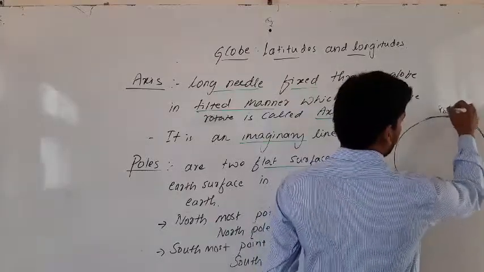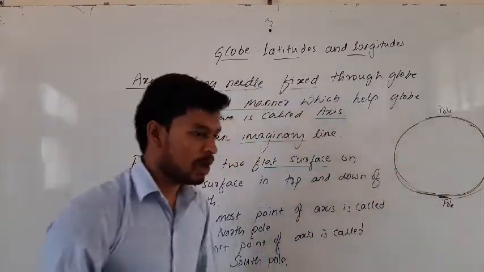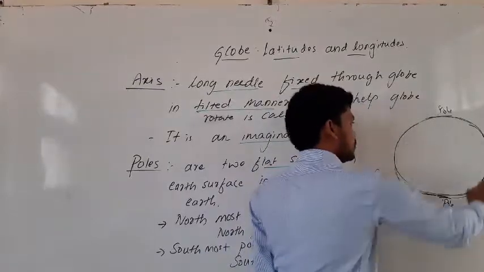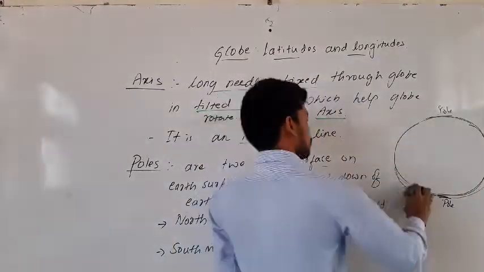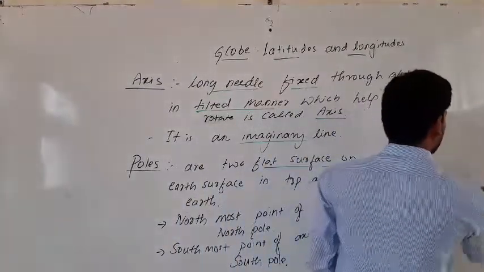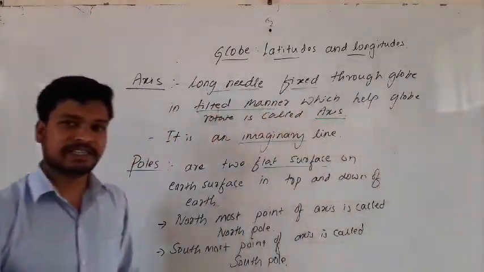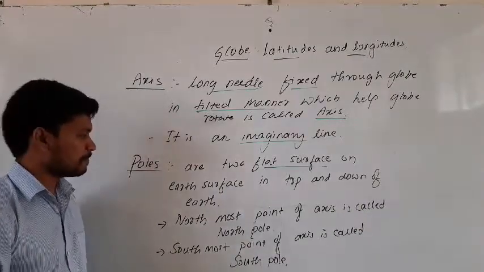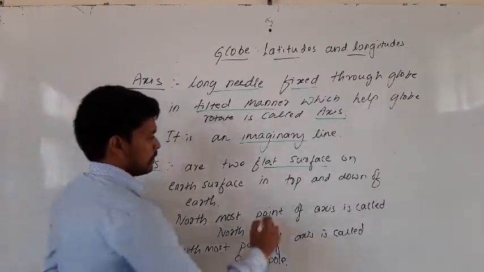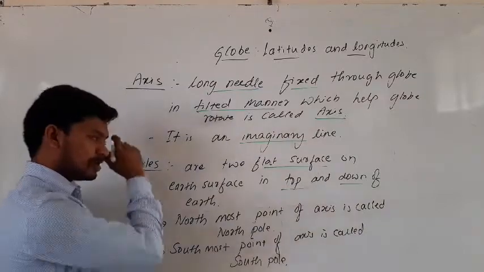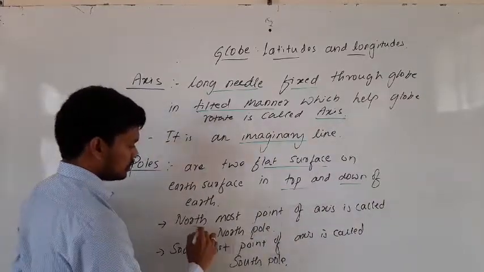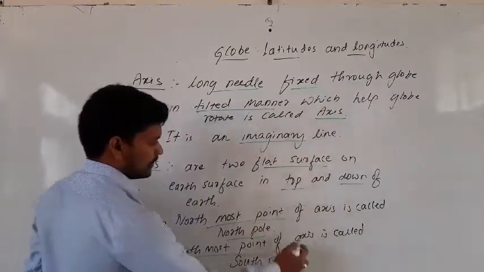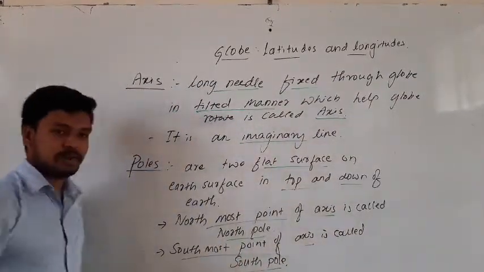The northern pole and southern pole: in the top and bottom we have flat surfaces. So it's not a perfect sphere, it's a geoid, and this is called a pole. In the northern direction we call it the North Pole, and in the southern direction we call it the South Pole. The northernmost point of the axis is the North Pole, and the southernmost point of the axis is the South Pole.